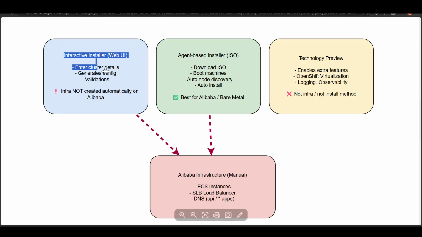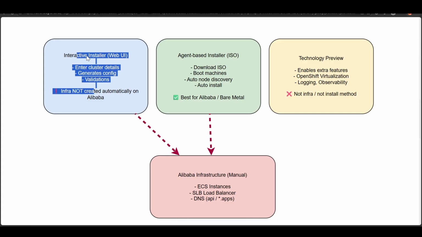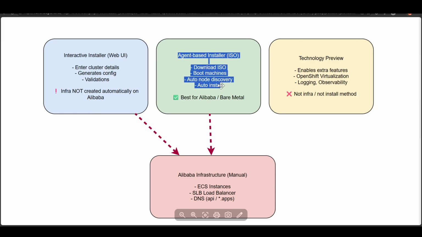Now this ISO will be larger because it contains all the extra items which have been integrated into the latest OpenShift version, which is part of your technology preview. So it enables extra features like virtualization, logging, observability, but it cannot access your infrastructure, neither can it provision those servers. So you still are dependent on a manual method, even if you're using an ISO for an interactive installer.